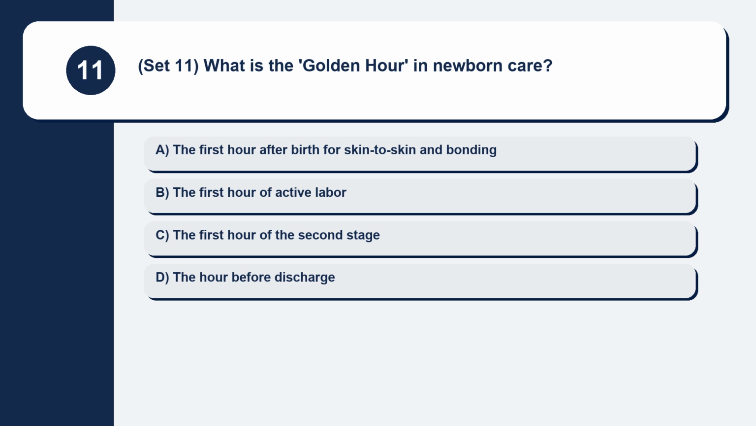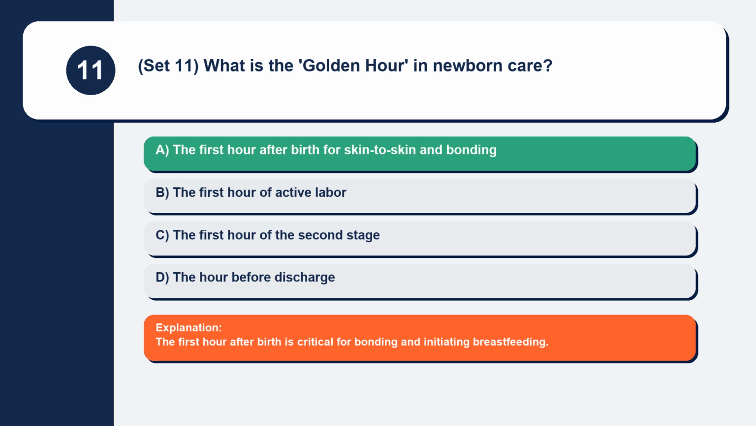Question 11. Set 11. What is the golden hour in newborn care? The first hour after birth for skin-to-skin and bonding, the first hour of active labor, the first hour of the second stage, the hour before discharge. The first hour after birth is critical for bonding and initiating breastfeeding.